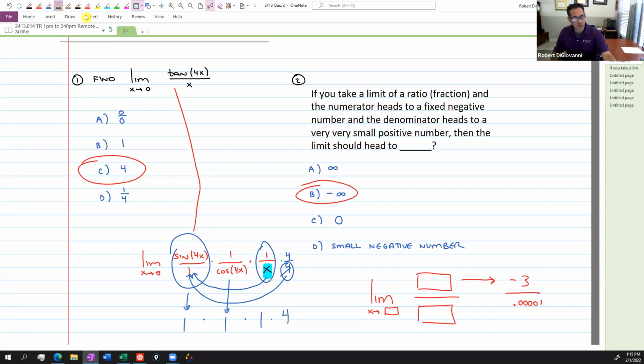The fact that the numerator is negative and the denominator is positive means that the ratio of these two numbers must be negative. So you have to have a negative number that's huge, which would be negative infinity.